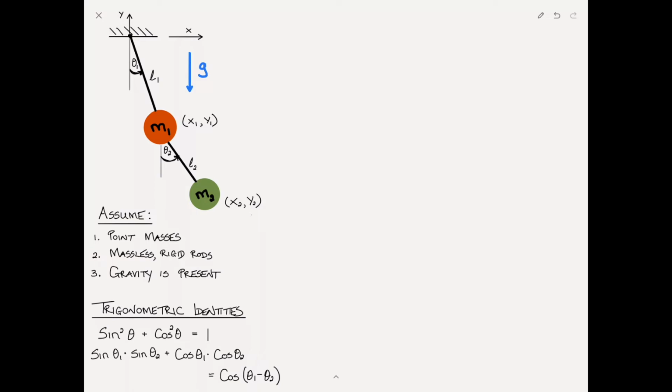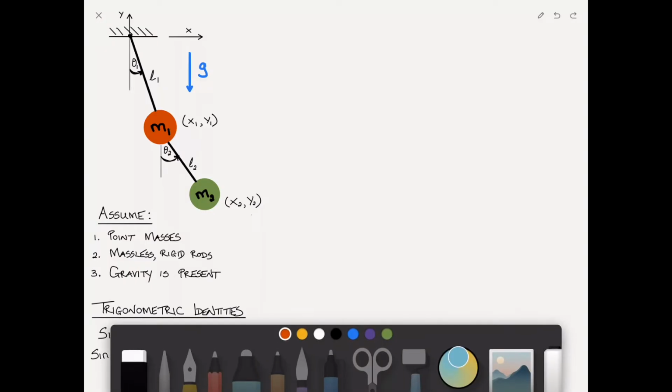In this video, I'll derive the equations of motion for the double pendulum using the method of Lagrange's equations. In the figure, we have two masses, mass 1 and mass 2. Mass 1 is connected via a massless rigid rod of length L1 to the ceiling, and then mass 2 is connected to mass 1 through a massless rigid rod of length L2.